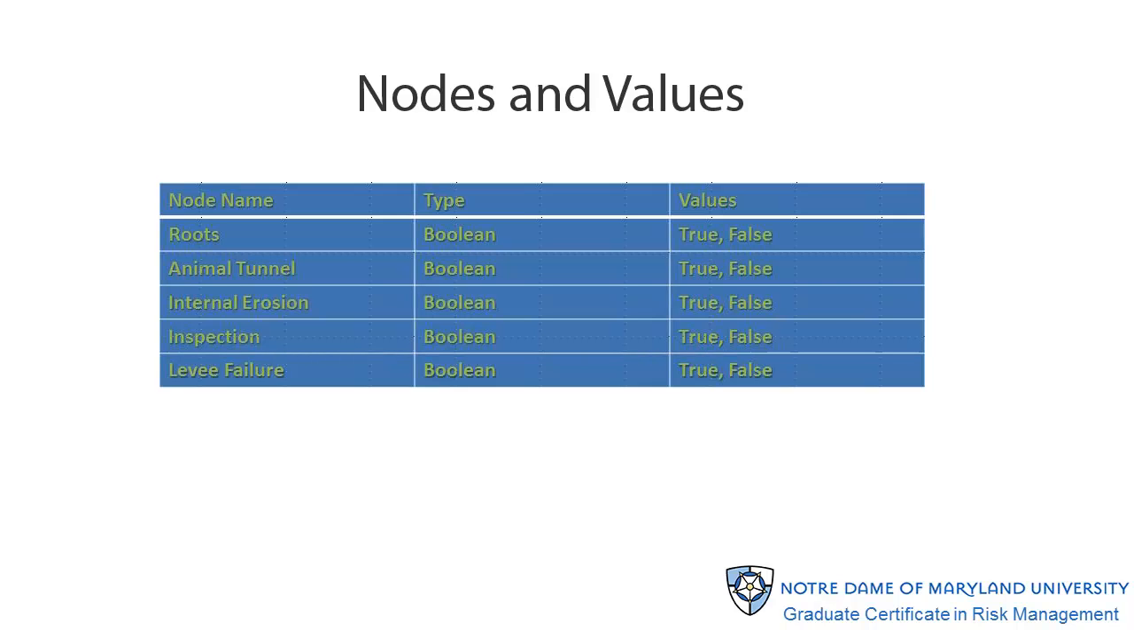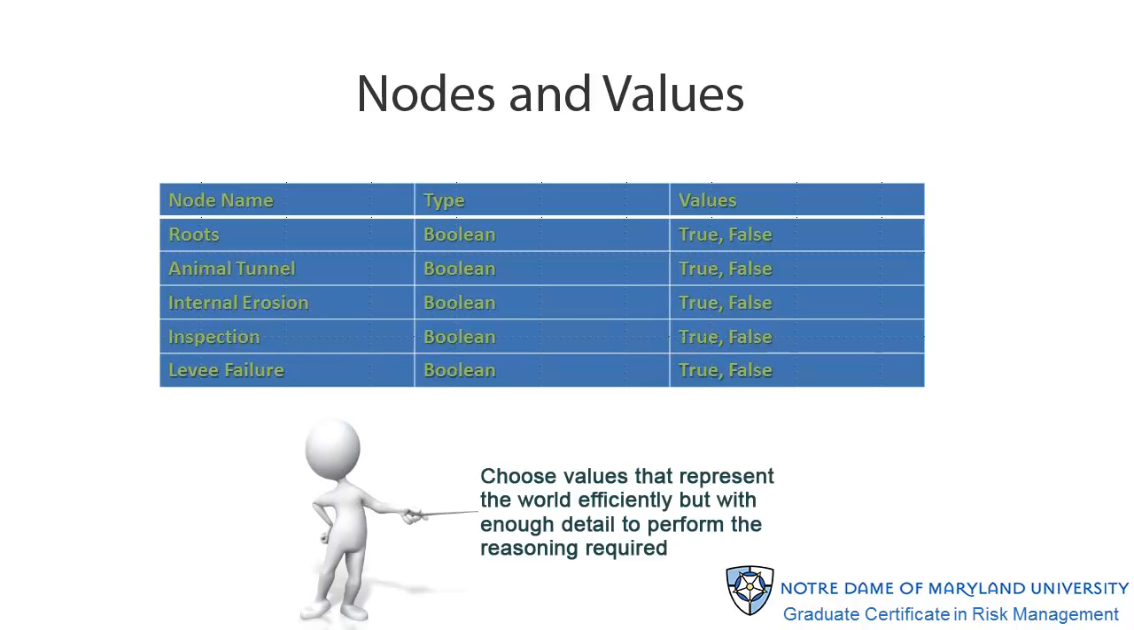So the challenge, if you're building a Bayesian belief net, is to choose values that represent the world efficiently, but that have enough detail to enable you to perform the reasoning required and to calculate the values that you seek.